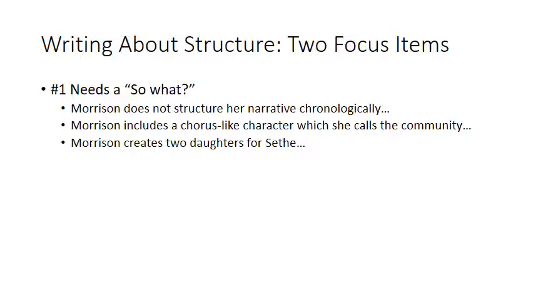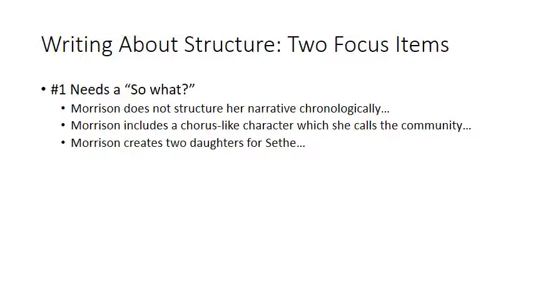So the first is about a "so what." A lot of you were able to identify a structural choice that Morrison made. However, not everyone is clearly including the so what. Whenever there's a prompt for AP Literature, they're never just going to be asking you to identify something that's true in the text. They always want you to connect it to meaning, sometimes the meaning of the work as a whole, or sometimes just the meaning of a particular character.